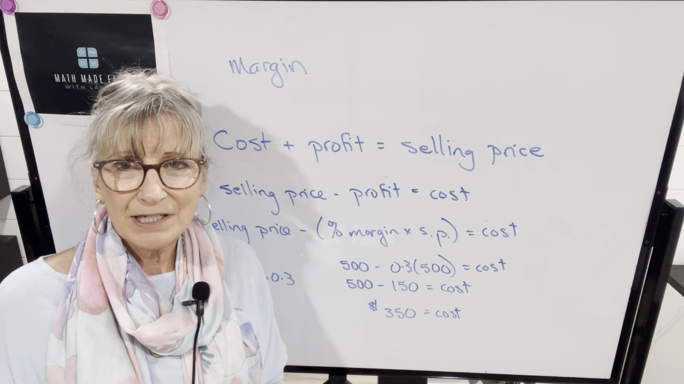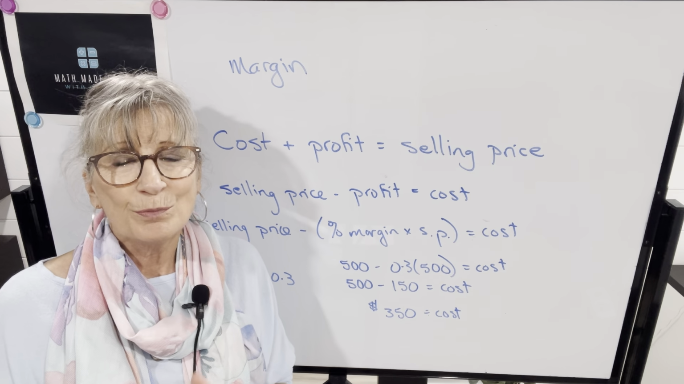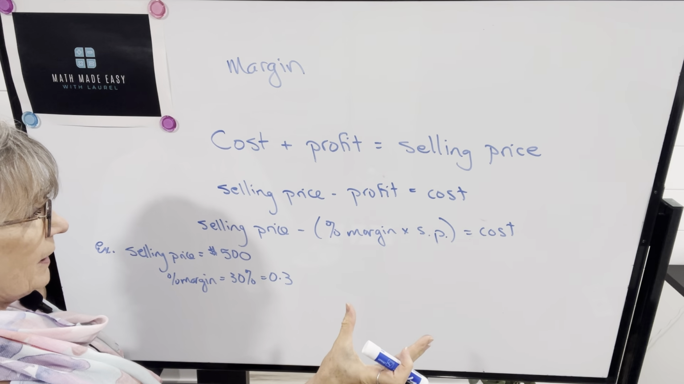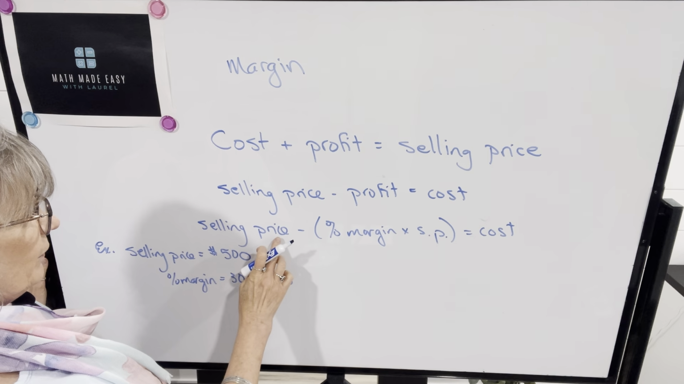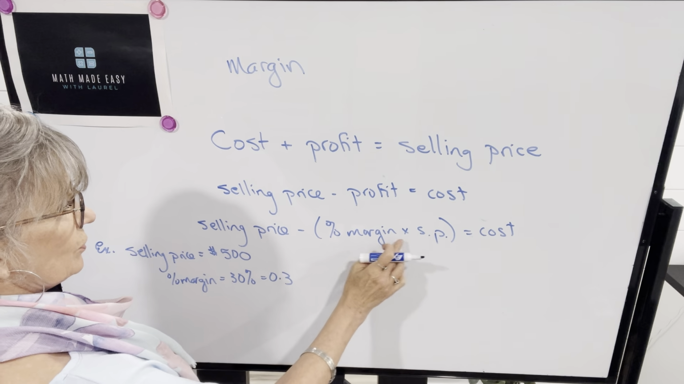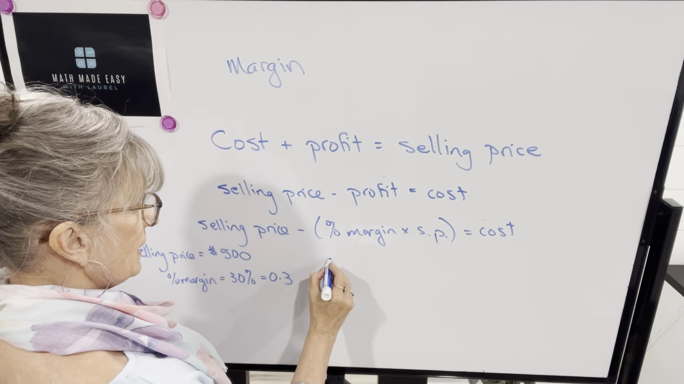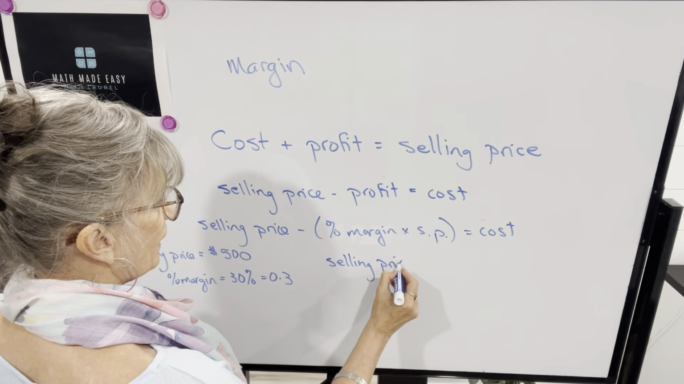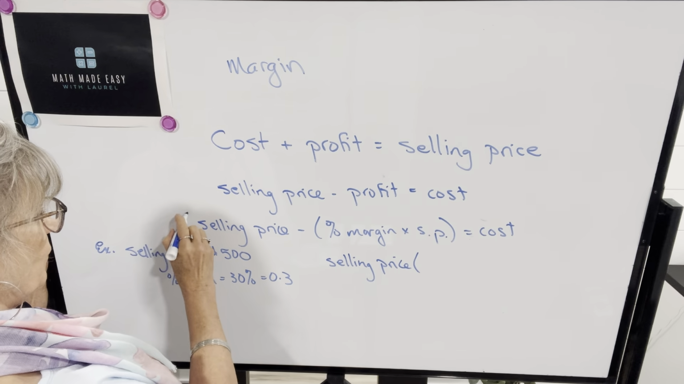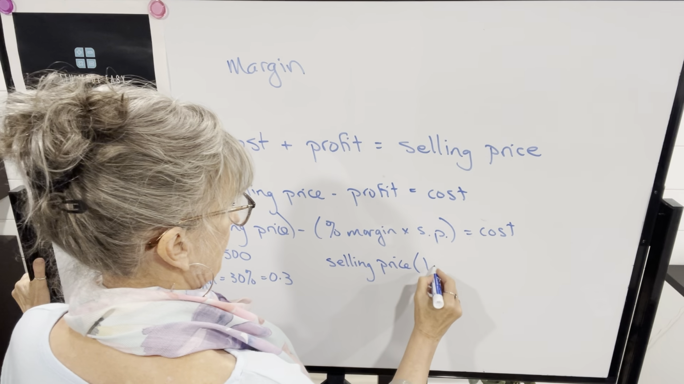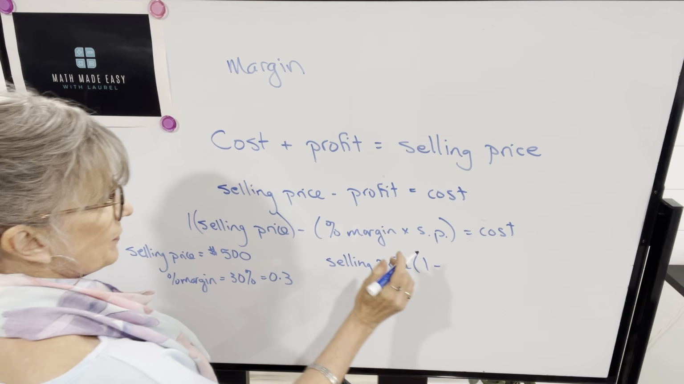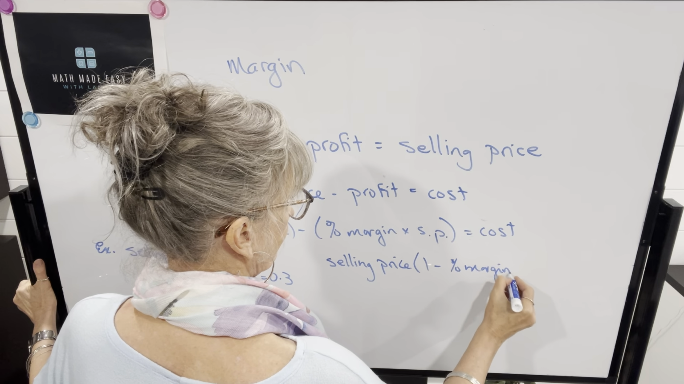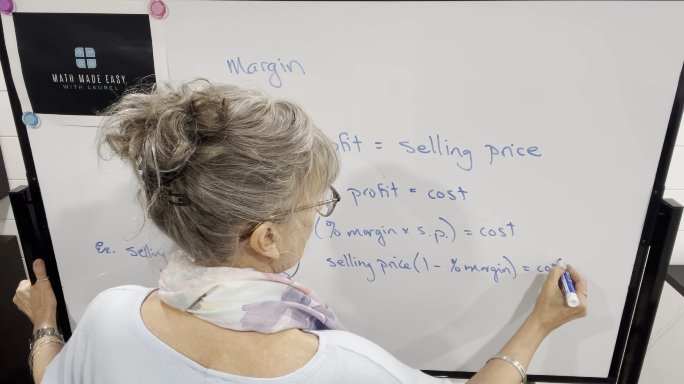Again, if you're doing a lot of calculations involving margin, you probably would like a bit of a shortcut. Similar to the way I found the shortcut with markup, we've got selling price and selling price in these two terms. I'm going to factor it out. So the selling price, when factored out of the first term, I will be left with a 1 minus the percent margin. And that will equal cost.